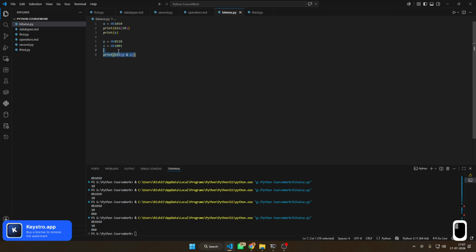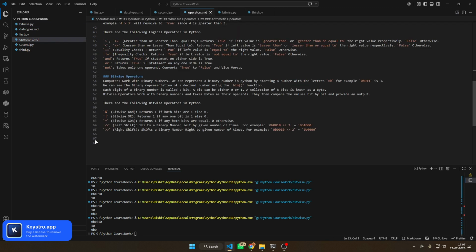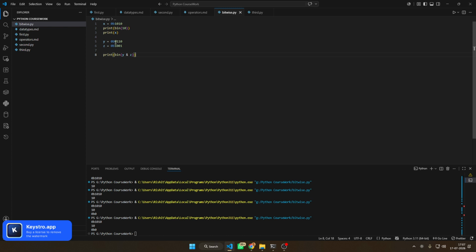So what this AND operator does, we can see it here. It returns 1 if both bits are 1, else it returns 0. So if we take a look here, none of these two bits are 1s. This is a 0, this is a 1, this is a 1, and this is a 0. So nowhere is it a 1 and 1. So it's all 0, it's 0000, which is essentially just 0.